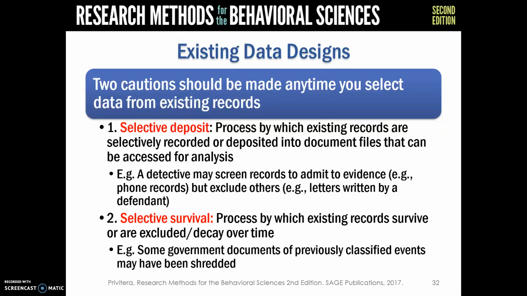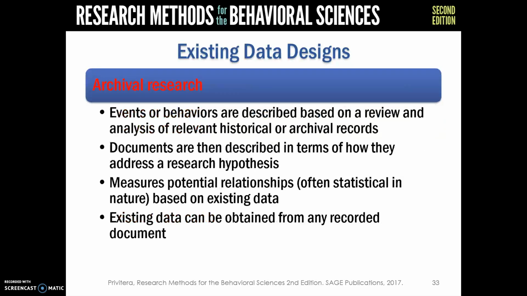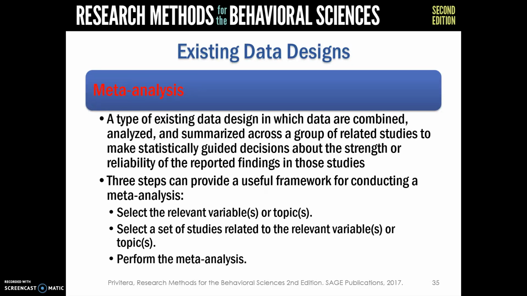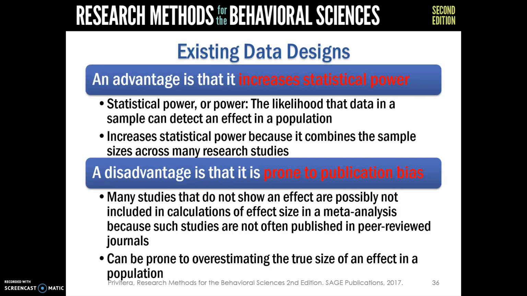There are different types of existing data: selective deposit, selective survival. Archival research is research documents that were usually done before, or that have tons of data. In the real world, we have a lot of data around, and we don't have time to make sense of all of it. One good thing about existing data is that people have already done the legwork for you. It's a lot easier for you to continue working with their data.